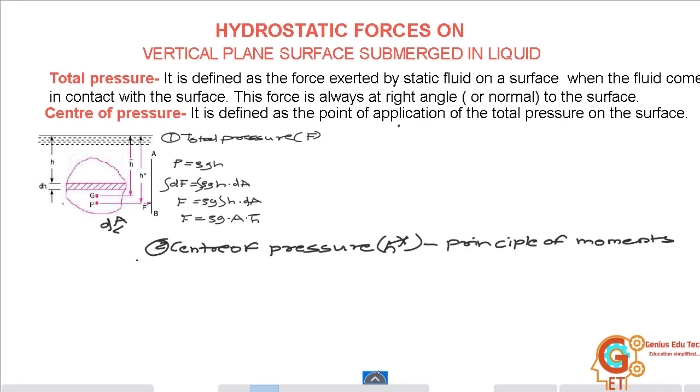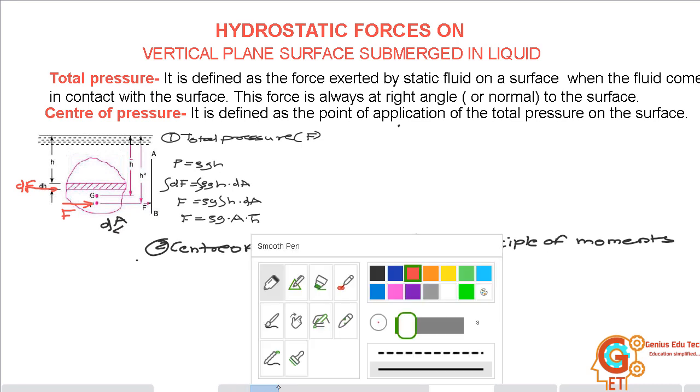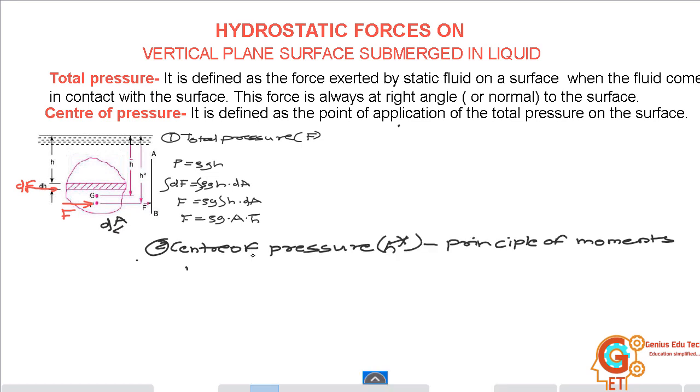Here the resultant force is acting at point P, and small forces dF are acting on small elemental areas. So let us first consider the moment of the resultant force about the free surface of the liquid. So it will be F into H star. Let us name this as equation A.